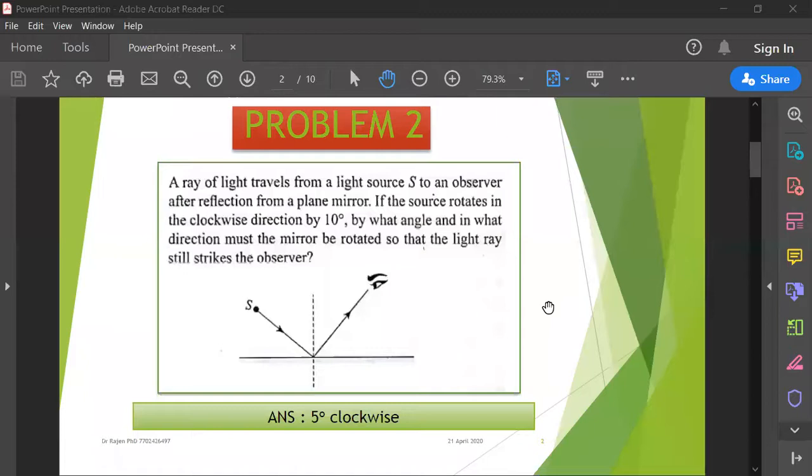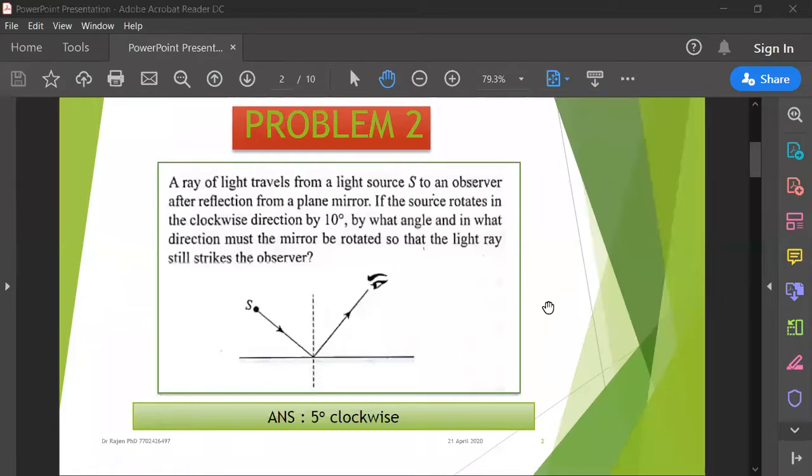Students, here is the mirror, original orientation, incident ray, reflected ray. Here the source is there, here the observer's eye is there. Yes, this angle I am taking theta, this angle also theta, students. A ray of light travels from a light source S to a plane mirror, and after getting reflected, goes to the observer's eye.